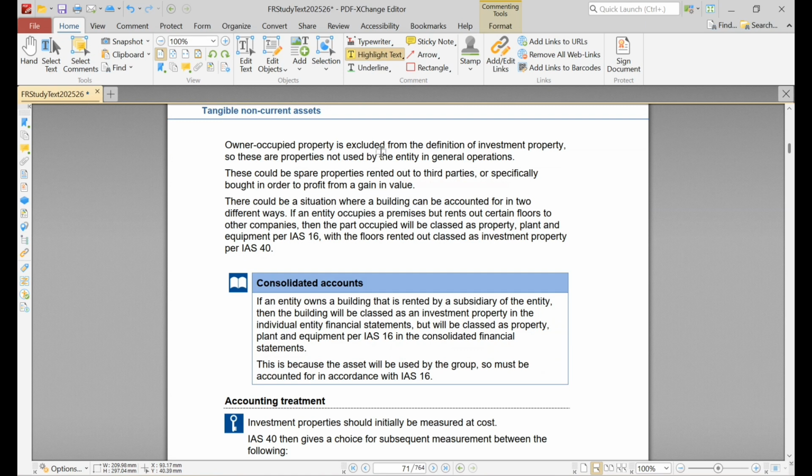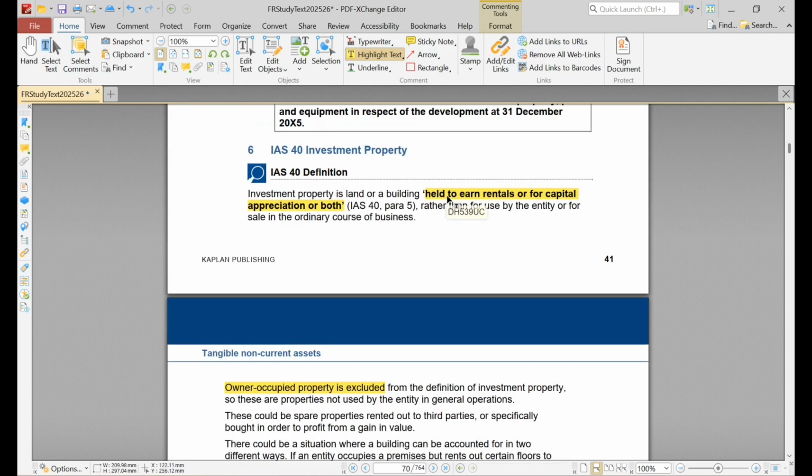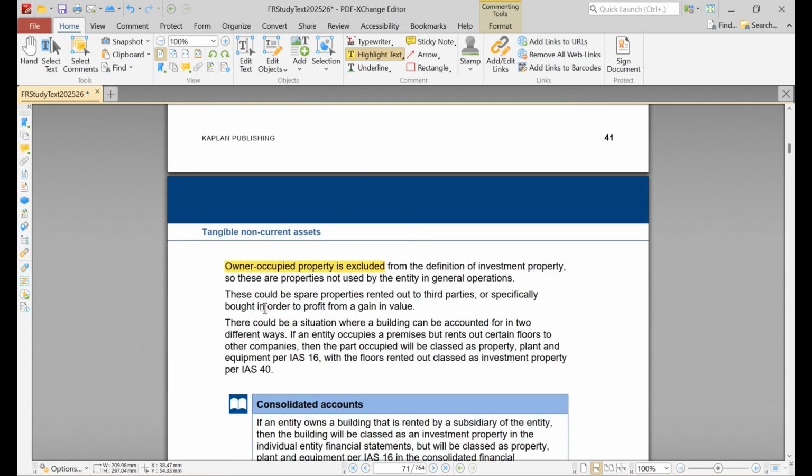Owner occupied property is excluded from the definition of investment property. So these properties are not used by the entity in general operation. As I explained, it should not be used for day to day business activities, for business operations. These could be spare properties rented out to third parties or specifically bought in order to profit from a gain in value. So either you earn rentals from it, or you have just bought the property so that you can gain a profit from it when the value increases.